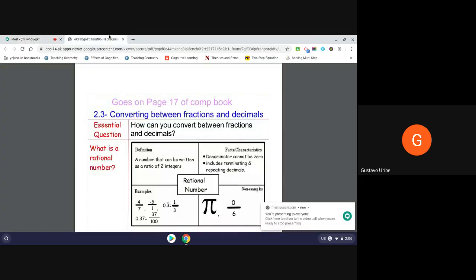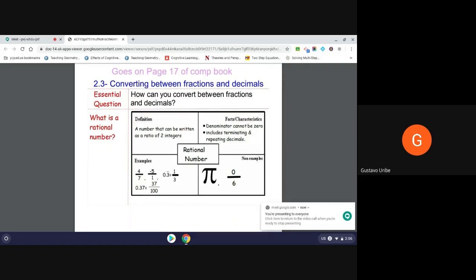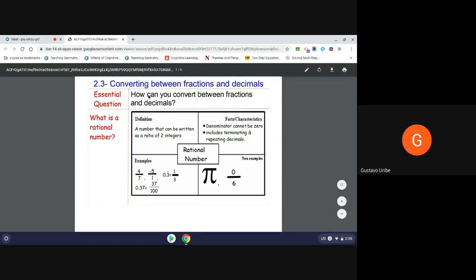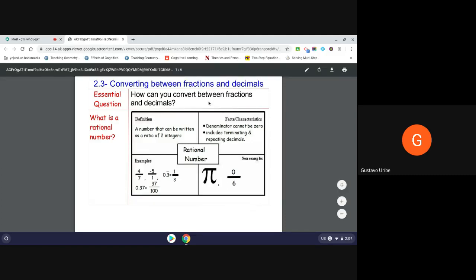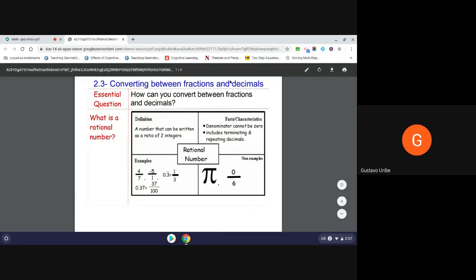Today we're going to be going over chapter 2.3, converting fractions and decimals. Your essential question is how can you convert between fractions and decimals? Hopefully this is a review from 6th grade or prior grades, and it is not completely new to you. Switching between fractions to decimals and decimals to fractions.